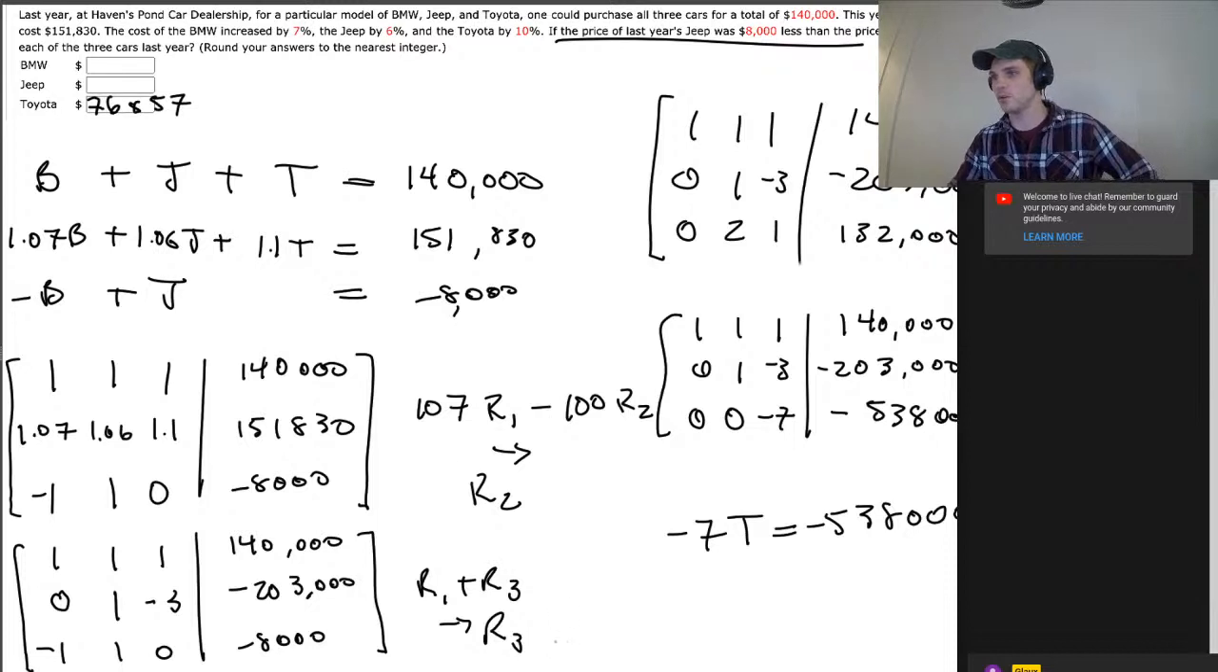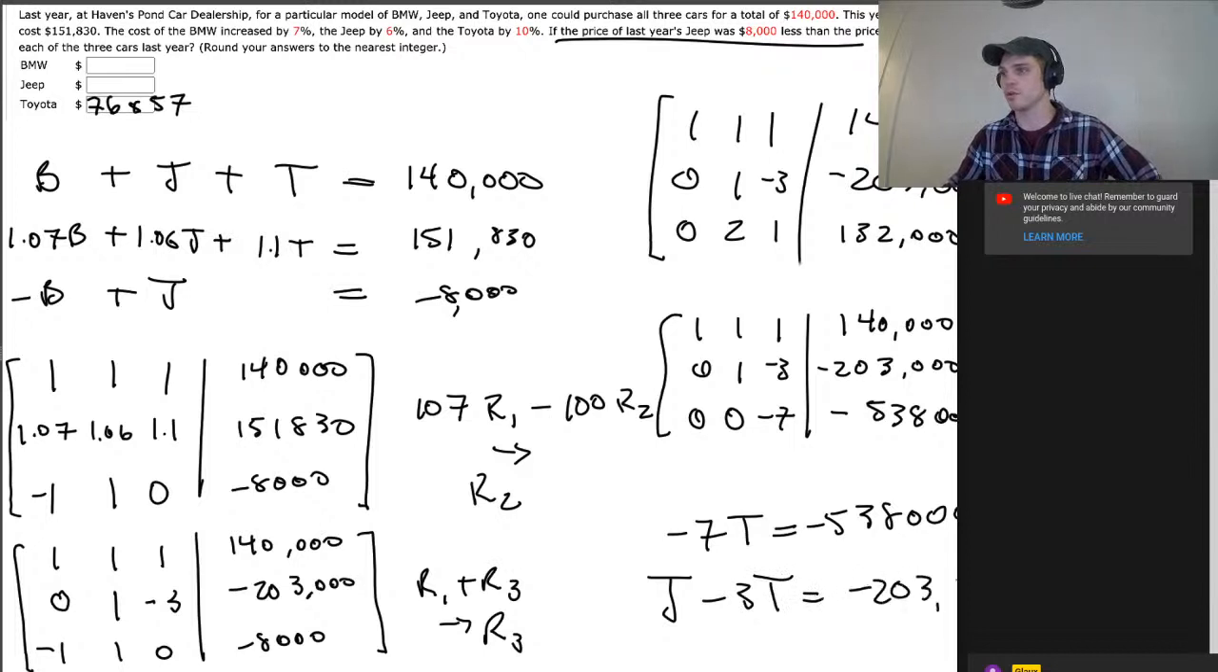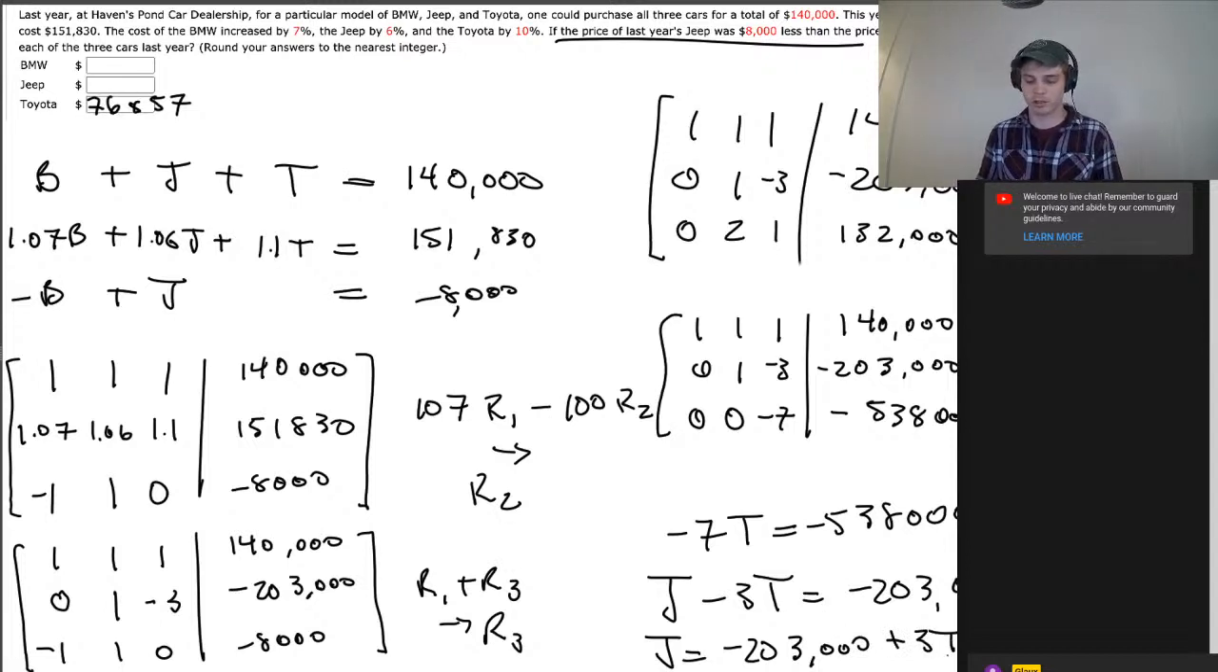And then we can take this answer and plug that into the equation above, which says 1 Jeep minus 3 Toyotas equals negative 20323. And so we know what Toyota is, so we can plug that in and then solve. So the Jeep equals negative 20323 plus 3 times the price of the Toyota. So I'm just going to plug that in my calculator. And this one ends up being 27571.